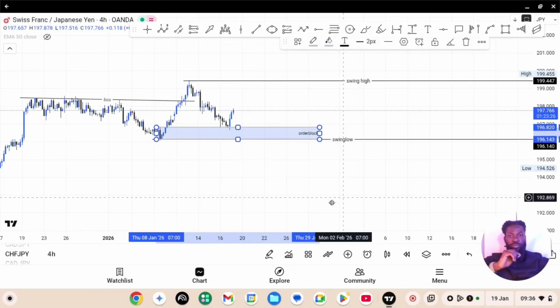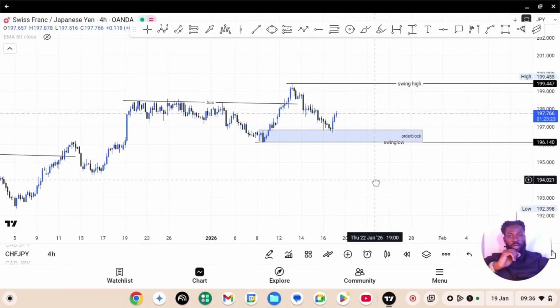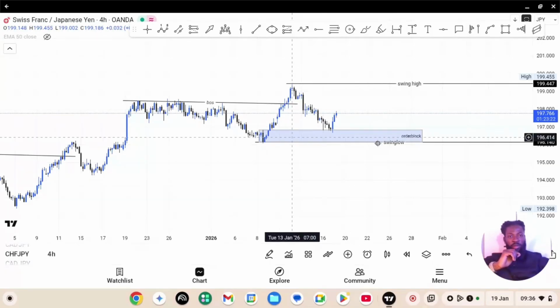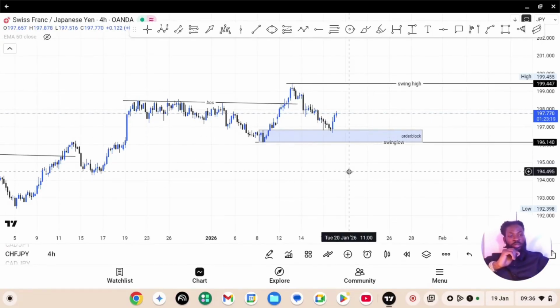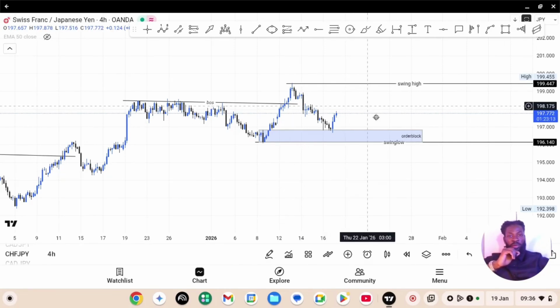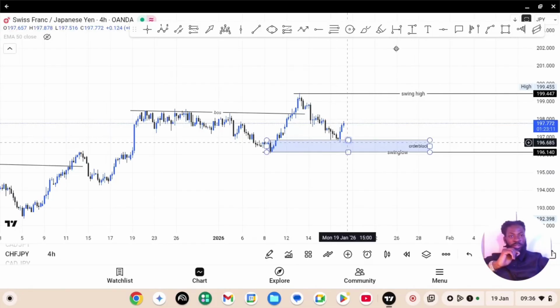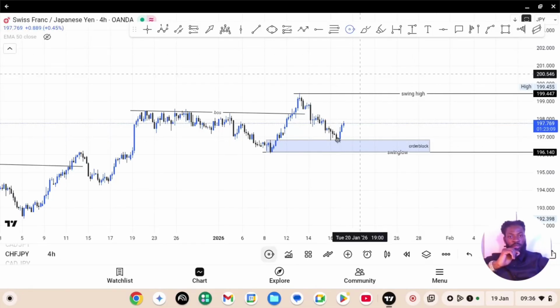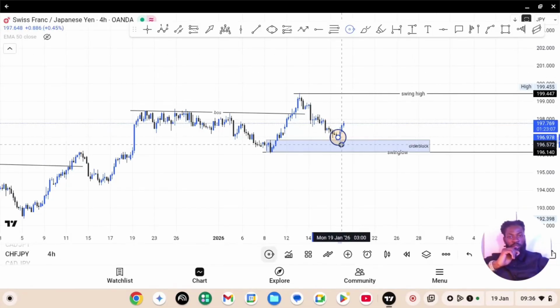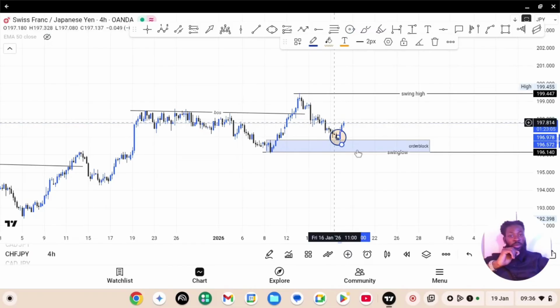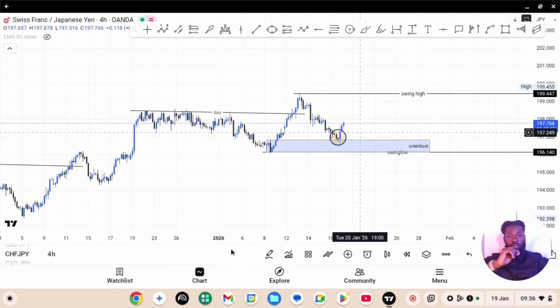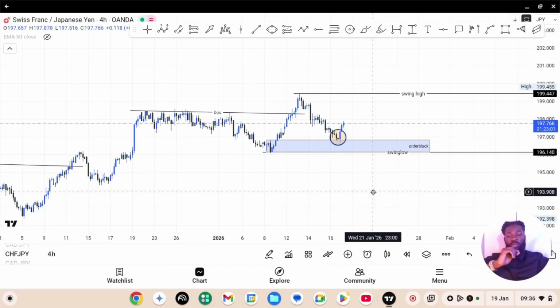Now we have our order block. Our order block is our point of interest, or you can also call it the area of interest. Mainly looking at this chart, you can see we are in our point of interest right here. The market got to our point of interest. Now how do you execute this trade?